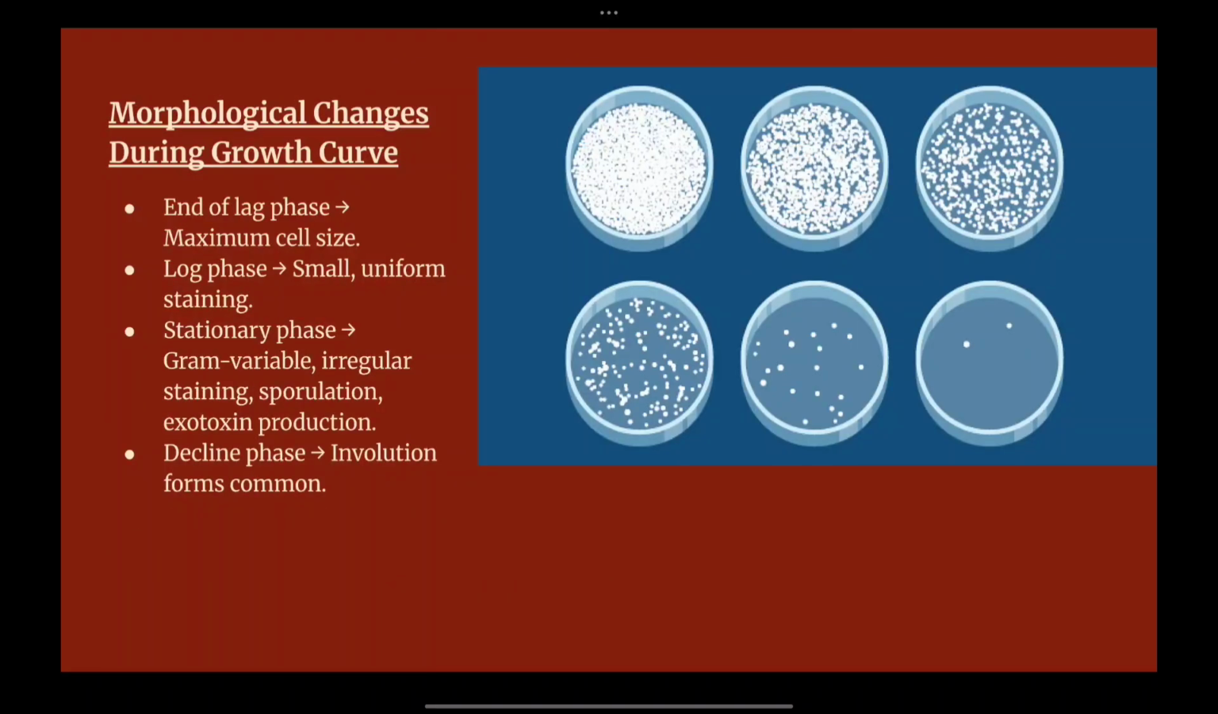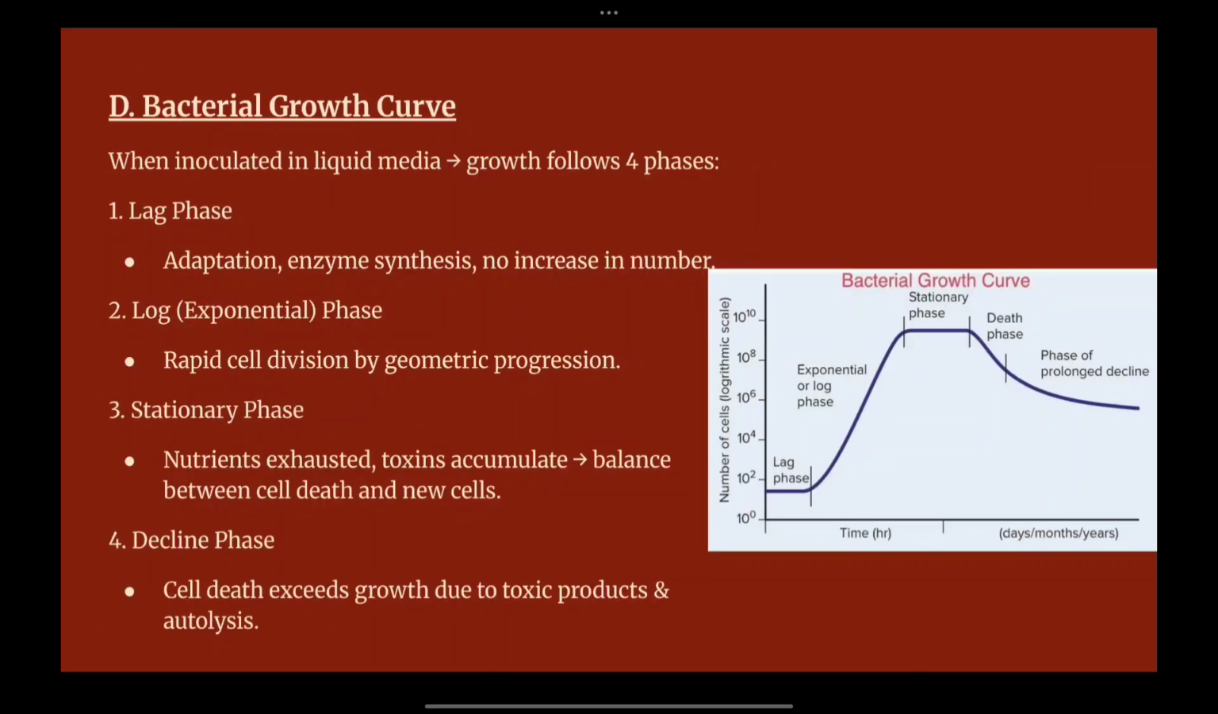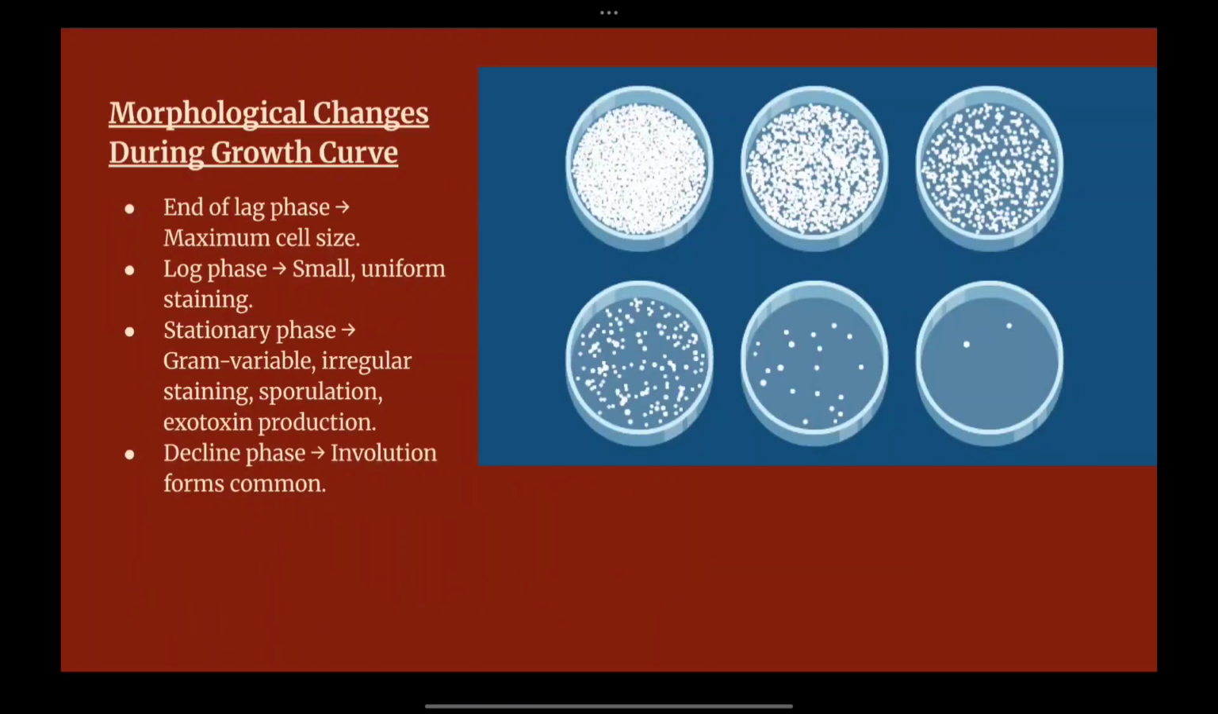Now moving to the next one, which is morphological changes during the growth curve. What are the changes that you observe when the bacteria is growing, in contrast with the bacterial growth curve? Here is a theoretical representation of how a bacteria grows. The bacterial growth curve is put in textbooks, but when you do it practically in a lab, you will observe certain changes of the bacterial growth inside the medium.